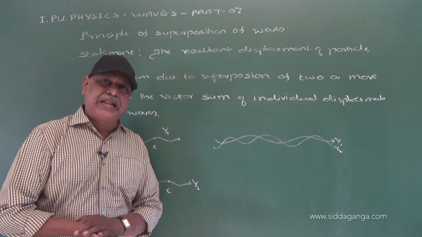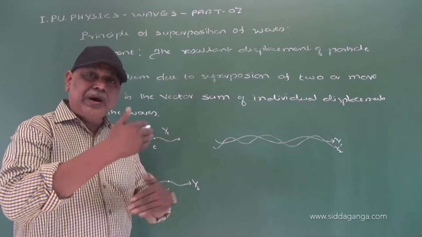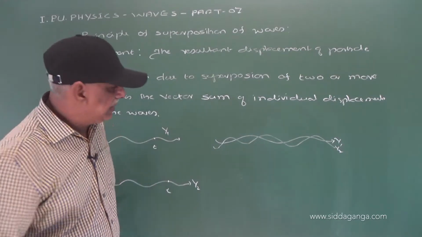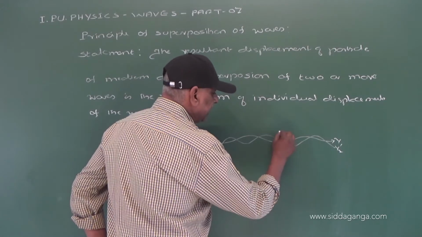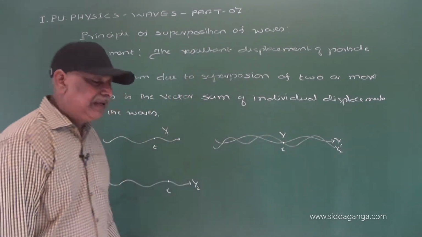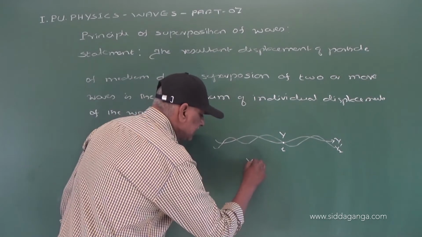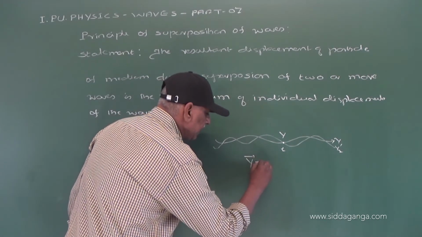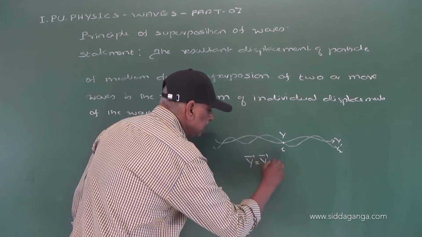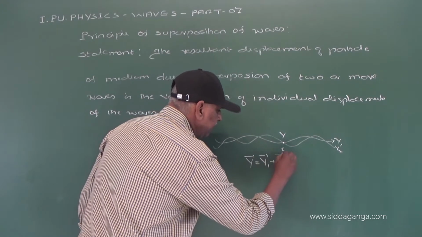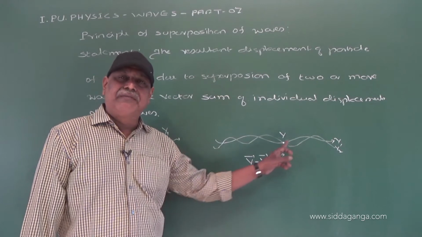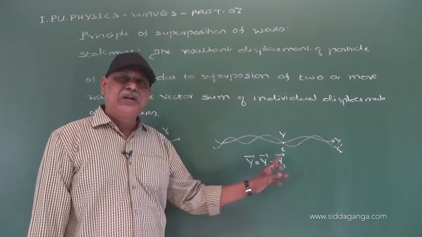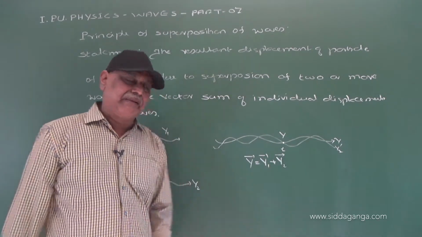So when these two waves, y1 and y2, are propagating through a medium simultaneously in the same direction, they overlap on each other, then the displacement of a particle at any instant of time is y. Then the resultant displacement y is equal to y1 plus y2, where y1 is the displacement of the first wave and y2 is the displacement of the second wave.